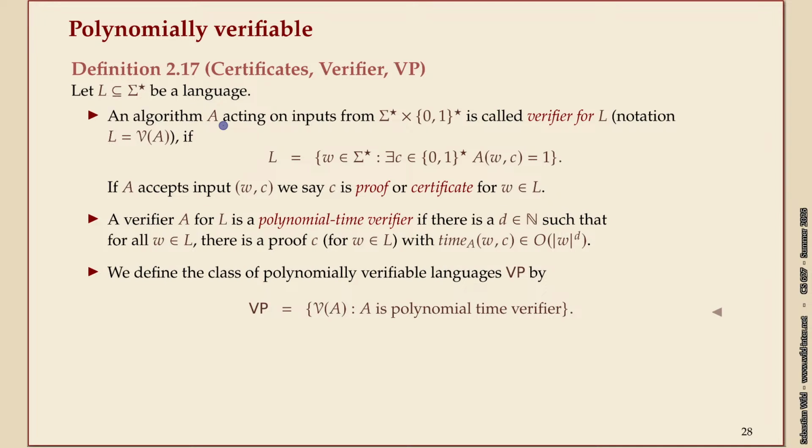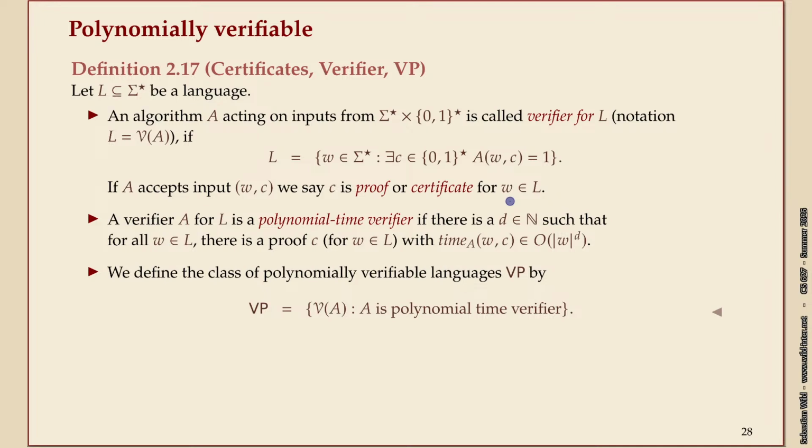Now, such an algorithm is a verifier for this language if the following holds. For every W, the language is exactly the set of all strings so that there is some binary string C, a certificate, so that the algorithm outputs 1 if given W and C. Okay? And then we say that this binary string C is a proof for the fact that W is in the language. And I think that the term is intuitive and telling there.